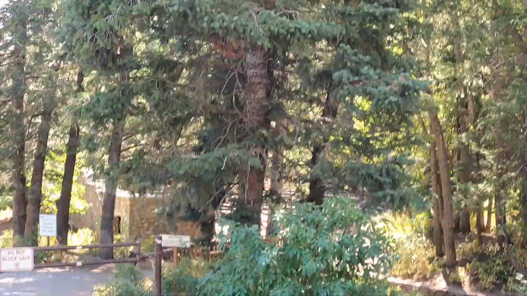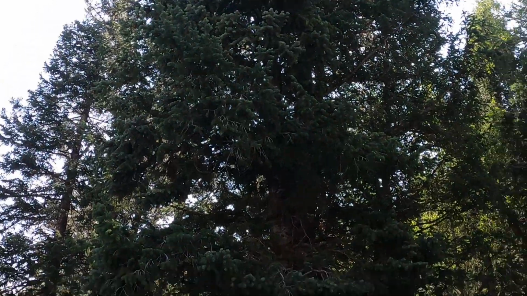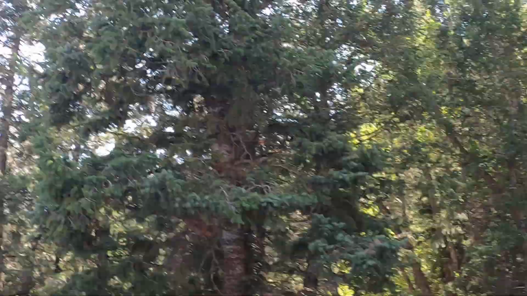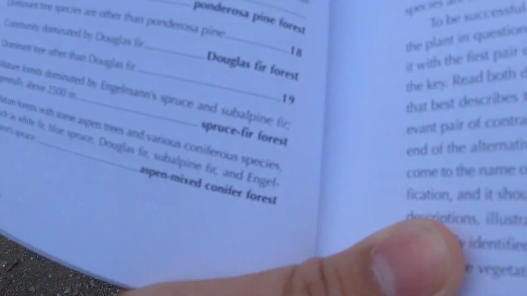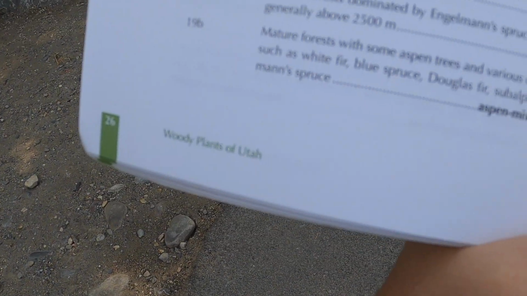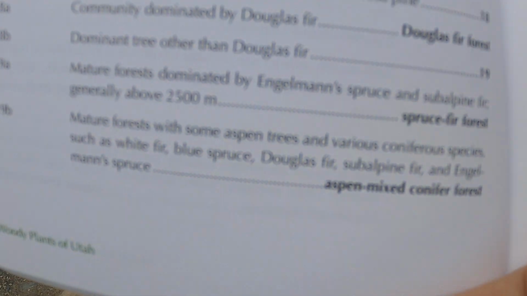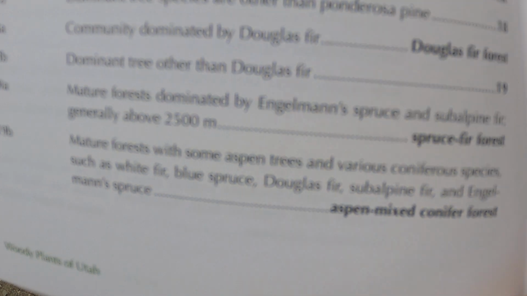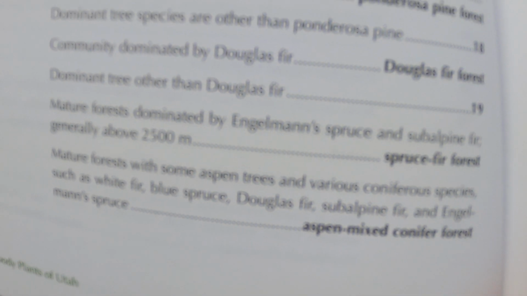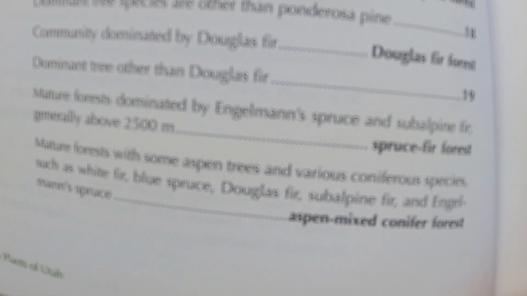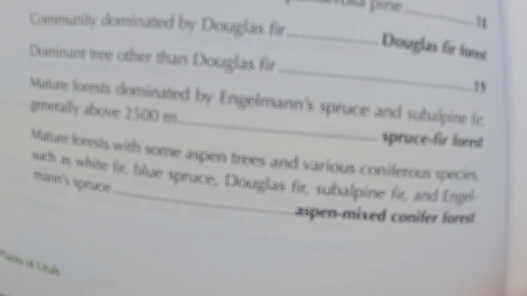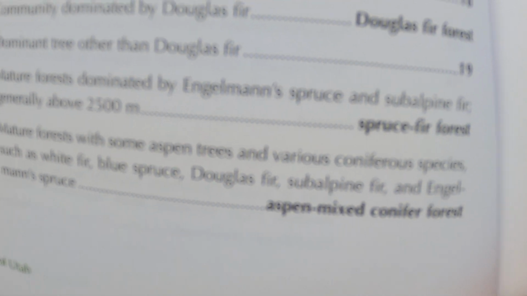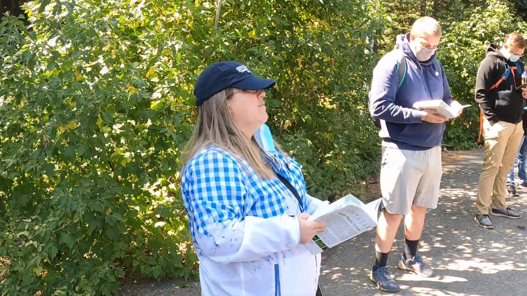Well, we've got trees turning color too, and then we have a ton of aspens. We've got loads of poplar and aspens and maples around us. But I'm thinking we're going to go with trees other than Douglas fir. Let's see what happens with that. 19. Mature forest dominated by Engelmann spruce and subalpine fir, generally above 2,500 meters, or mature forests with some aspen trees and various coniferous species, such as white fir, blue spruce, Douglas fir, subalpine fir, and Engelmann spruce. I think we all agree. Okay, so this plant community that we're in right now is the aspen mixed conifer forest.